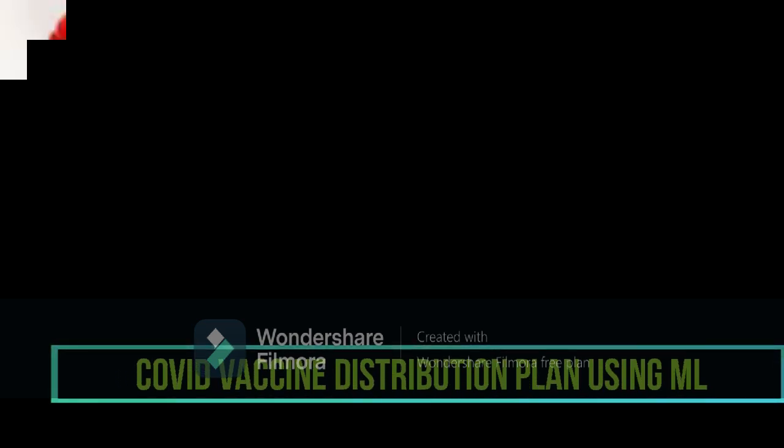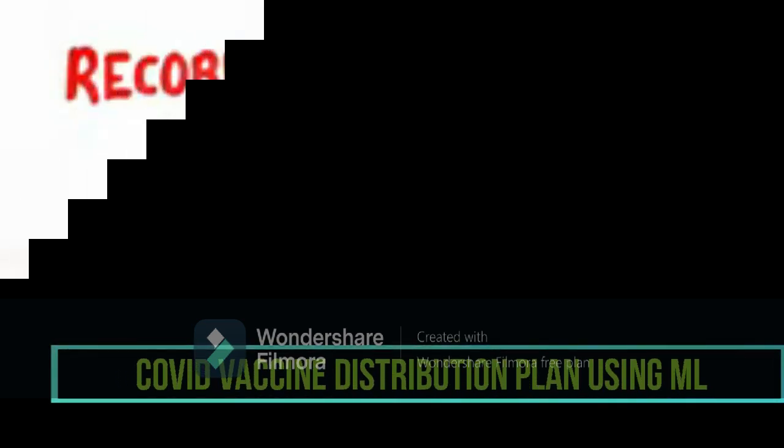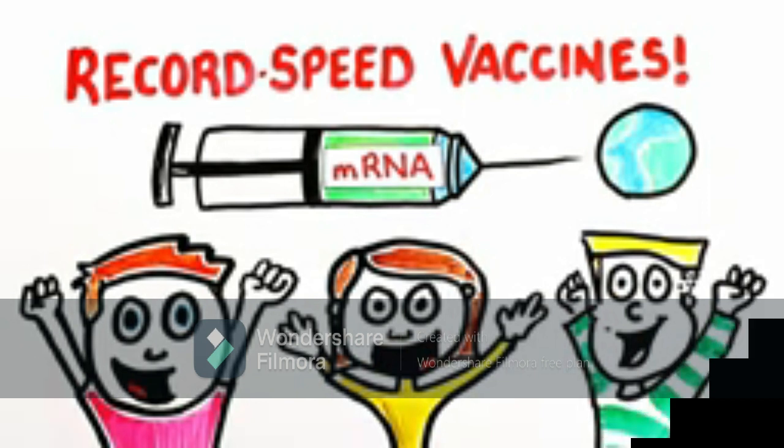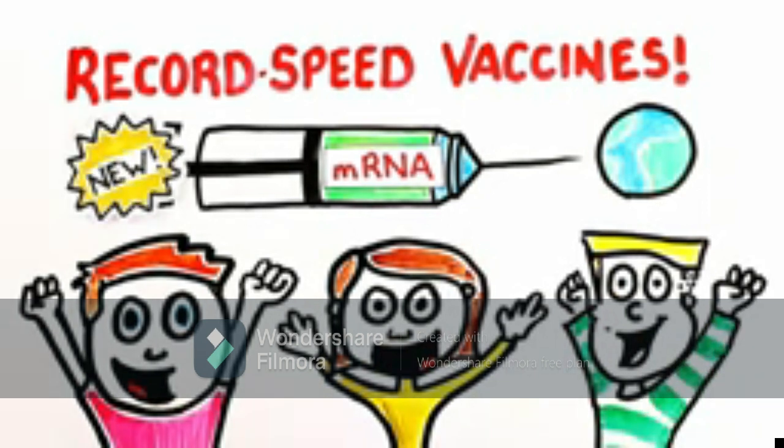excitement right now around the record speed vaccines for COVID-19, some of which are already starting distribution in parts of the world. But given that these are mRNA vaccines, a relatively new technology that has not been widely used before.